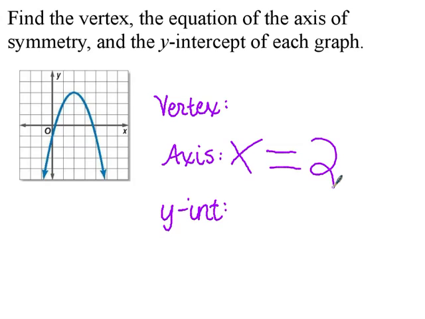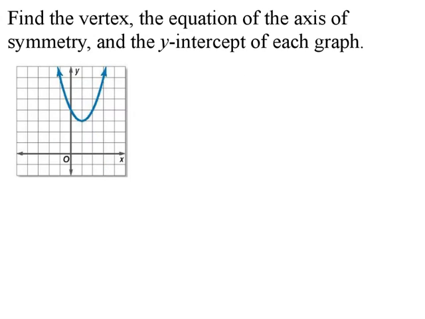Okay, we've got 3 of you that are going up and putting your answers. There you go. Nice job. So those are the answers. The vertex is 2, 3. The axis is x equals 2. And the y-intercept is -1. Questions? There you go. Next one. Same thing. Vertex, axis, y-intercept.